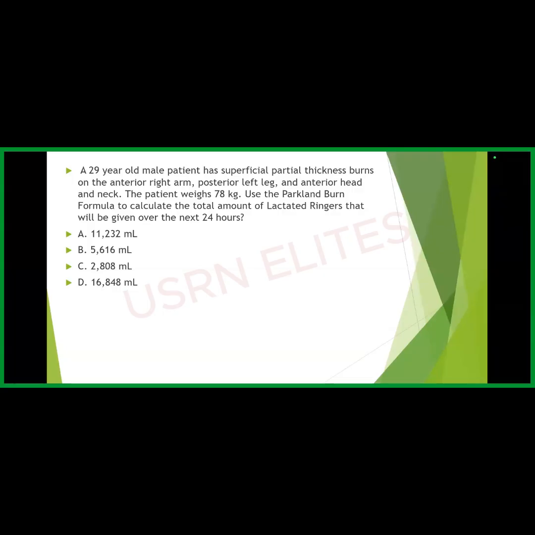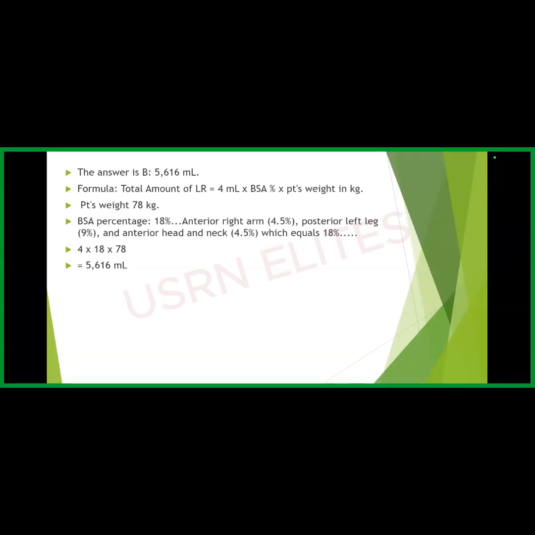C. B. B. Yes. All right, so let's see. The answer is B. You should get your total burn surface area to be 18. Total one should be 18. If you don't get 18, you're unlikely to get it correct. Patient weight is 78. So this one is just a straightforward multiplication. You don't have to do a lot of work here. Any question on this one? I hope you are looking at it well.